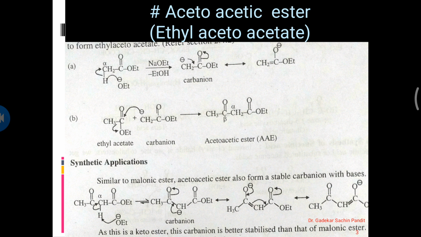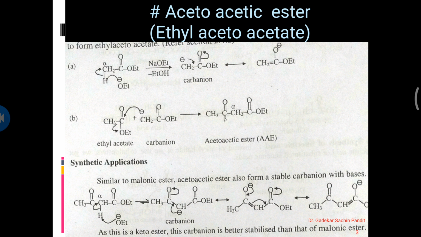This carbanion formed then reacts with another ethyl acetate to form acetoacetic ester. So this acetoacetic ester is synthesized by the Claisen ester condensation reaction. Similar types of Claisen ester condensation reactions are used like this for acetoacetic ester synthesis.